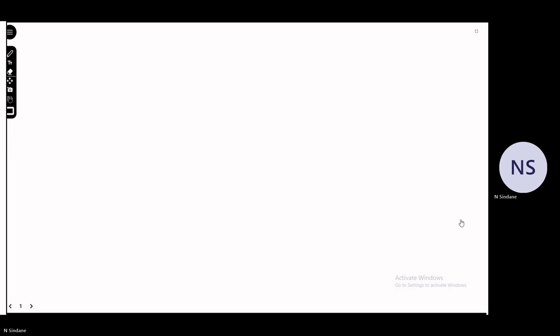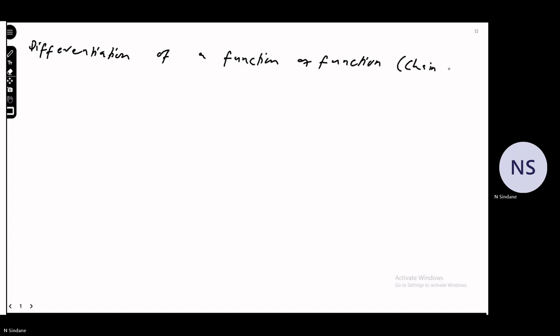It's Maths Masterclass with Leo. Today we are doing differentiation of a function of a function, which is sometimes called a chain rule, right? So today we are differentiating a chain rule. I'm going to show you ways in which you can differentiate a chain rule.